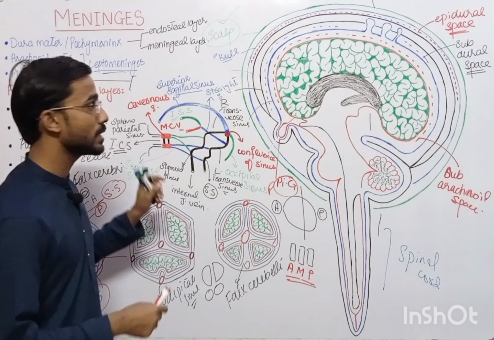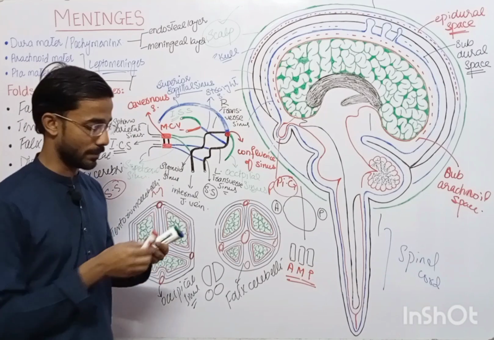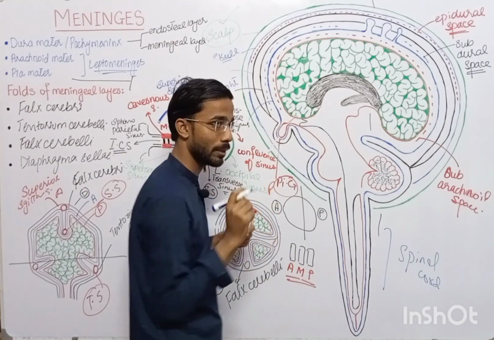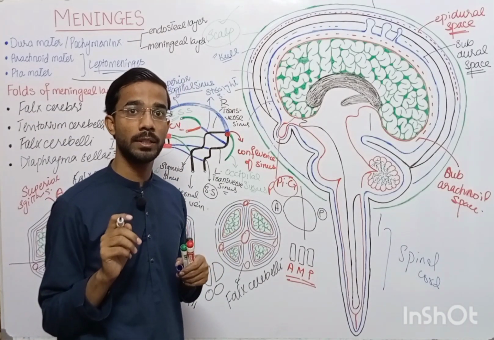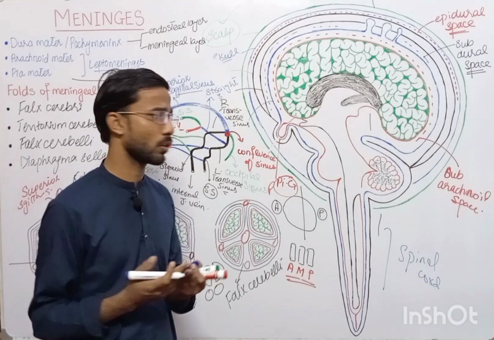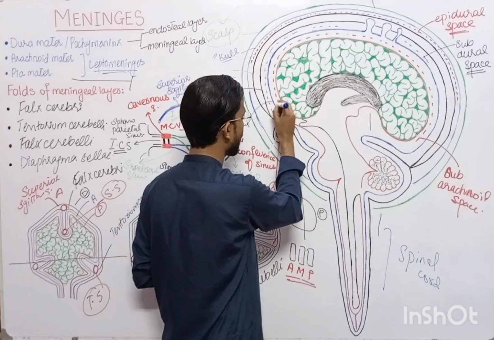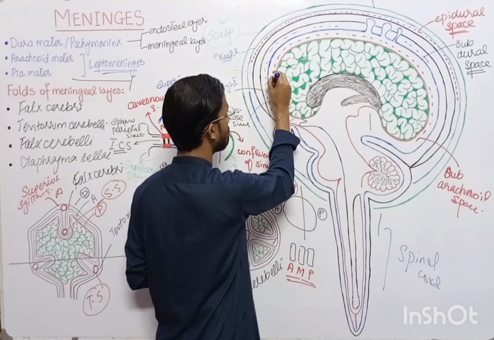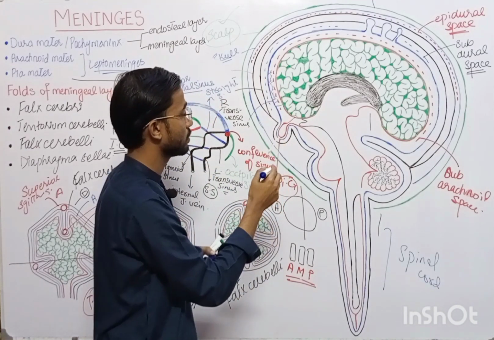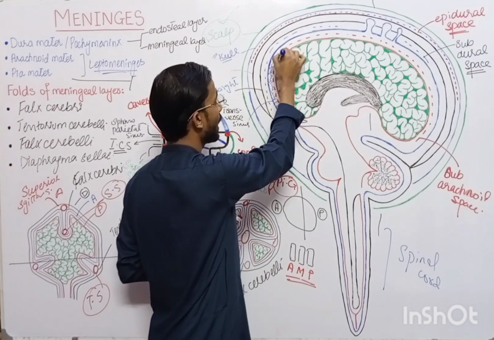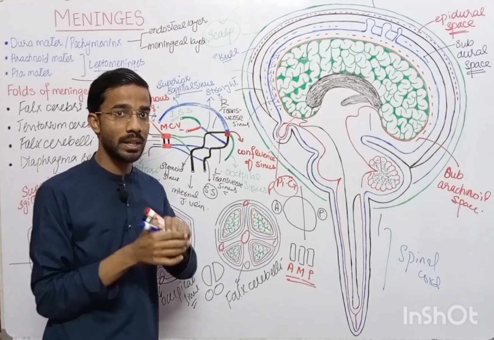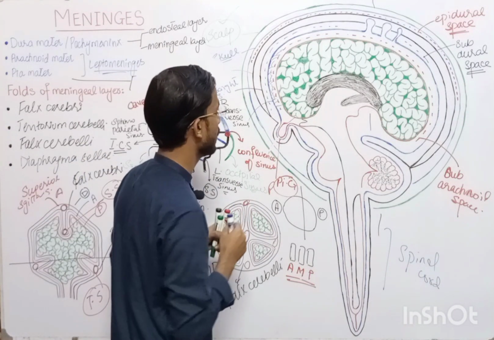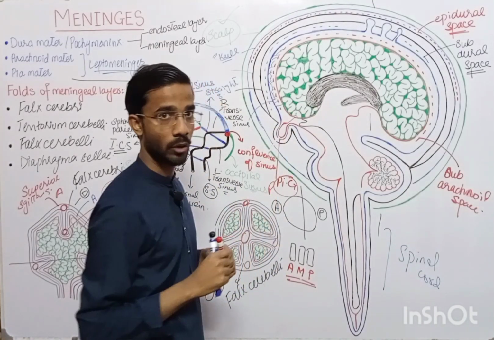So next is the arachnoid mater. Here you can see this is the arachnoid mater. This is actually called the cobweb, because it has several trabeculae, which make it look like a cobweb, a spider web. These are basically present in the arachnoid mater.